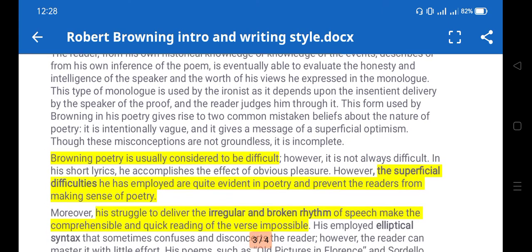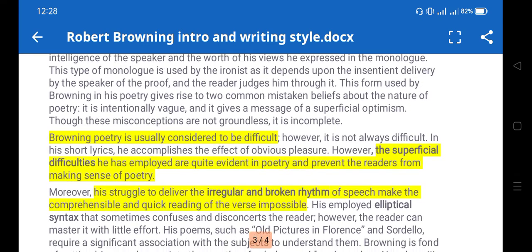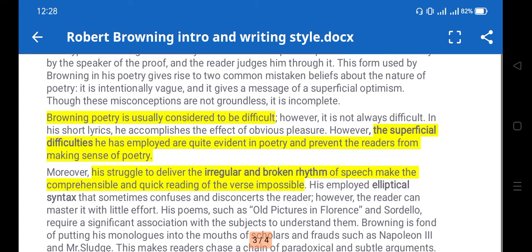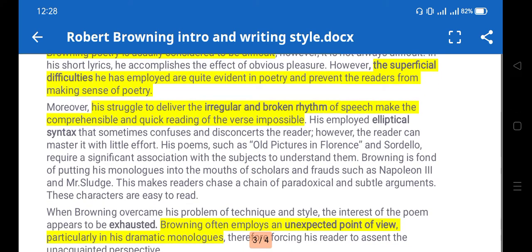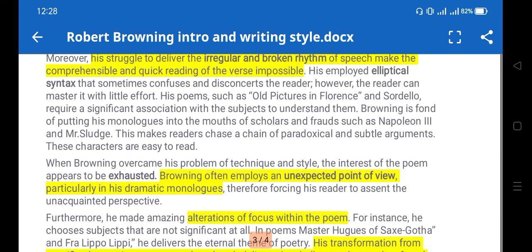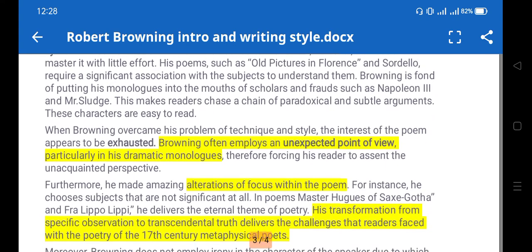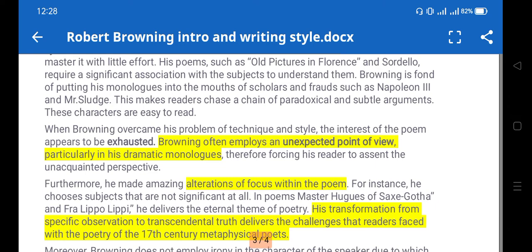And Browning's poetry is usually considered to be difficult, and the superficial difficulties he has employed are quite evident in his poetry and prevent readers from making sense of it. And his struggle to deliver the irregular and broken rhythms of speech makes quick comprehension, quick reading of the verse impossible. And apart from that, Browning often employs an unexpected point of view, right?